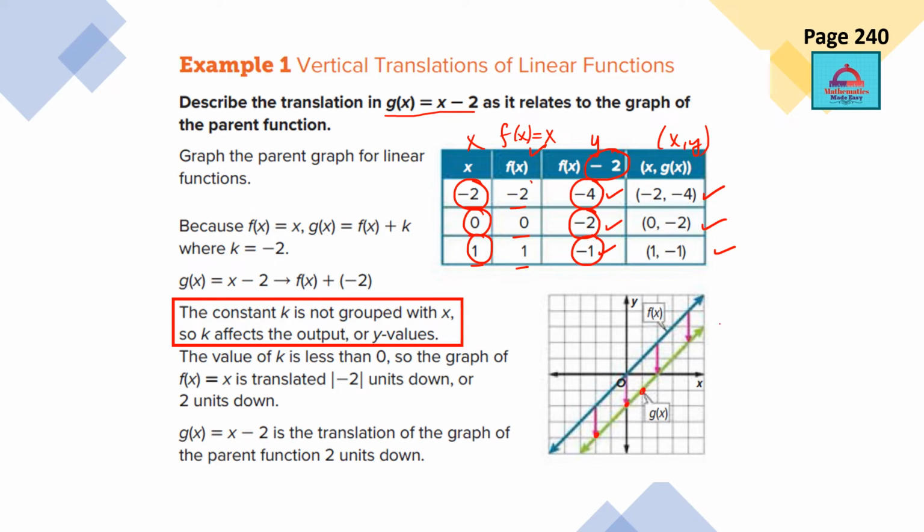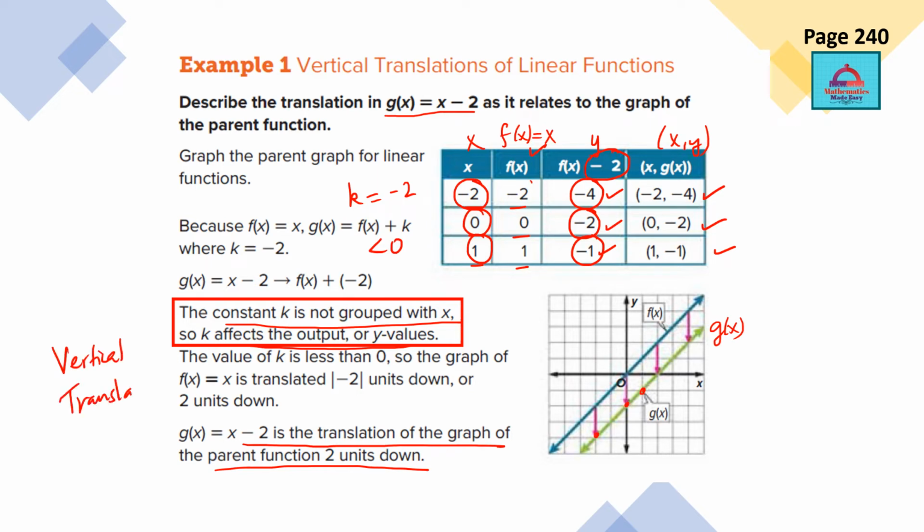So this is the graph of g(x), and as you see, the value of k is -2, which is less than 0, negative. So it is going to go down by 2 units. Also, the constant k is not grouped with x, so it affects only the y values, and this is an example of vertical translation. So the value of k less than 0 tells you that f(x) = x is going to go down by 2 units. So this was an example of vertical translation.